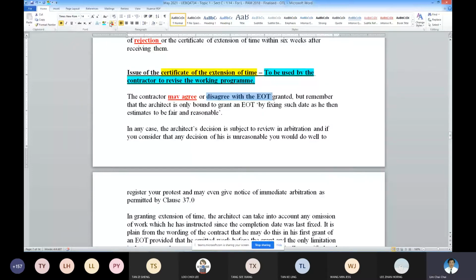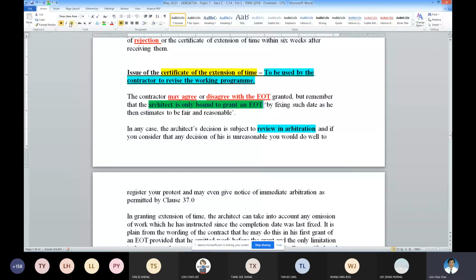Then if you want, you have to challenge it by the arbitration to review the architect's decision. Okay? Because the principle is this: architect acting professionally is only bound to grant extension of time. So whether you agree or not agree is a separate exercise. Okay, so architect is professionally acting in the evaluation of the extension of time.